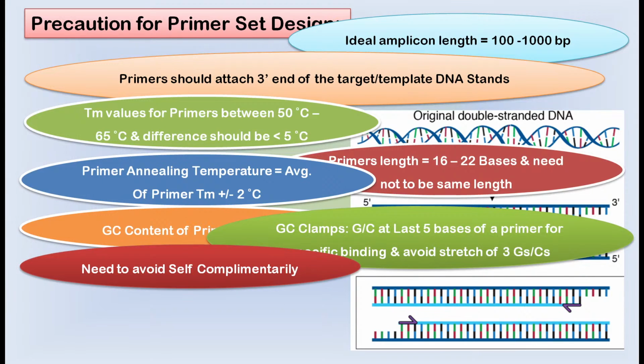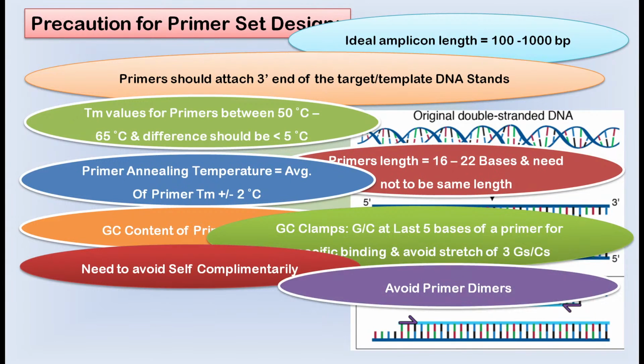And we need to avoid self-complementarity. Self-complementarity means that instead of binding to the template strand, the primer itself forms a hairpin loop structure. This should be avoided. The primer should not form a hairpin loop like structure. If self-complementarity takes place, the primers cannot bind to the template strand.